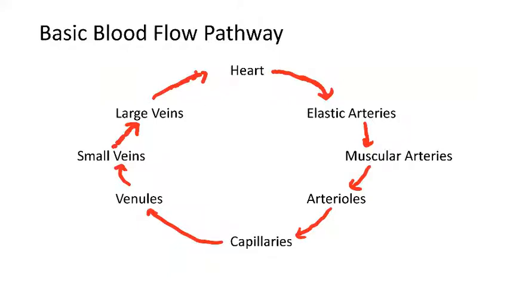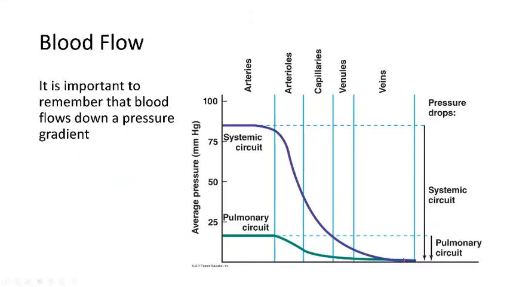We start at the heart in a ventricle, and then we go to the elastic arteries like the aorta and the pulmonary trunk. We then spread out to the muscular arteries, go down to the arterioles, go to the capillaries, which is where all the work takes place, all the gas diffusion, nutrient diffusion. Then we collect back into venules, small veins, large veins, and back to the atria of the heart to go back into a ventricle to make the rest of the pathway. But this is just to give you an idea of where we are going.